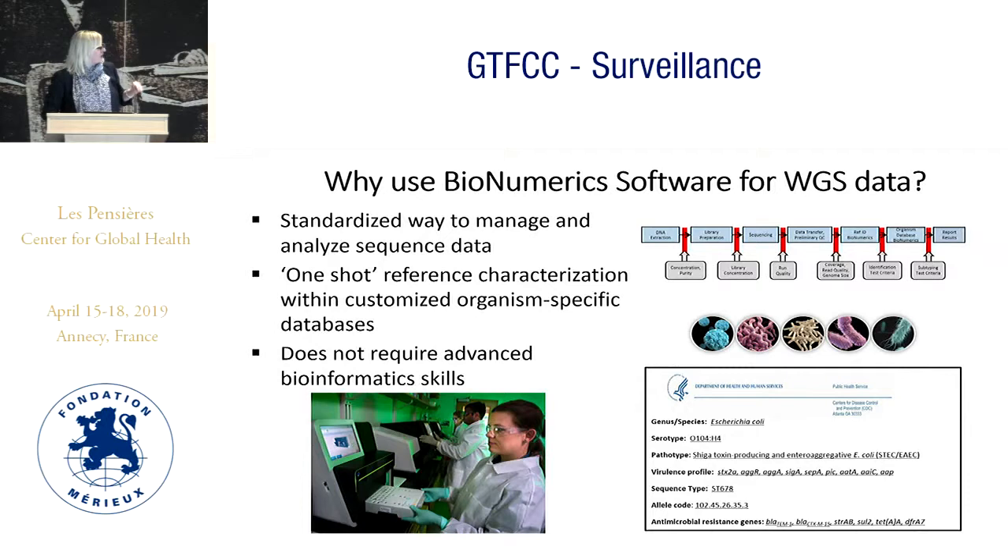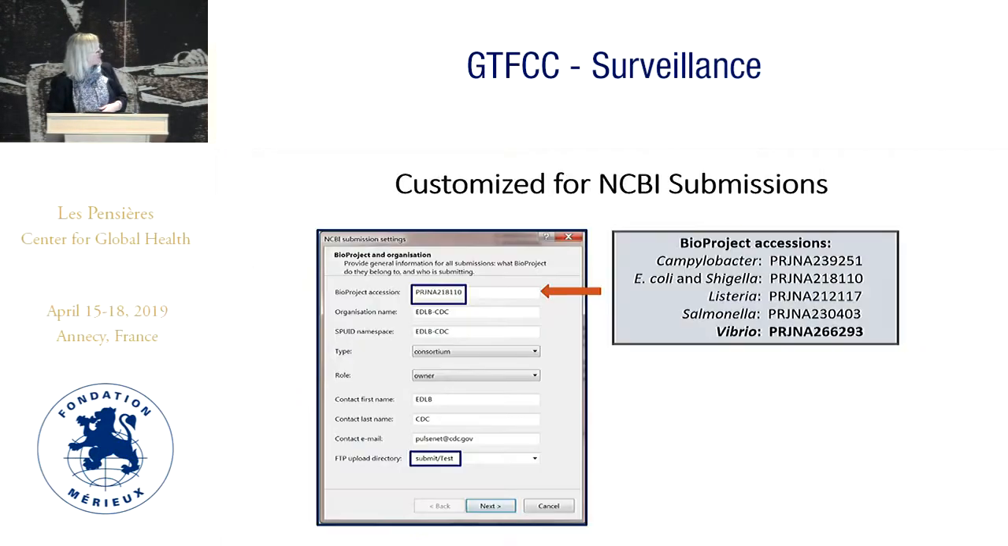And we really like it because it does not require advanced bioinformatics skills. So the microbiologist in the laboratory who is doing the wet lab sequencing, loading the sequencer, can come back the next day, get that sequence data, upload it into BioNumerics, and do that one-shot characterization, confirm that the sequence data meets all the quality checks, and move forward from there. And it's highly customized, to the point where we can do our NCBI submissions. There's a little tool in there. You just plug in the BioProject accessions, some data, and then the information is automatically uploaded into SRA.